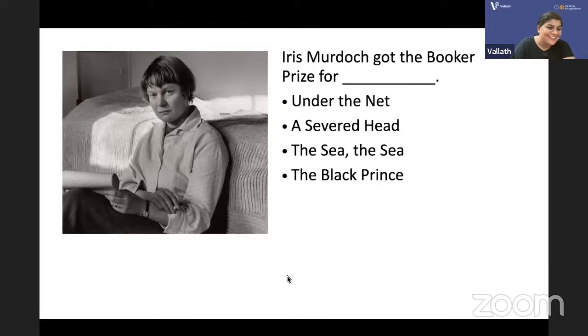I will ban. It is John Banville. John Banville, yeah. John Banville wrote The Sea. Iris Murdoch wrote The Sea.